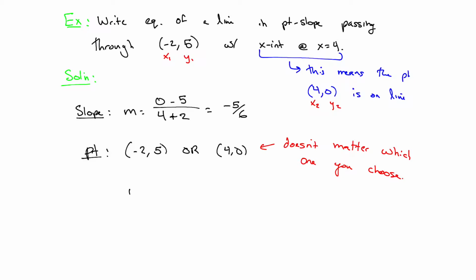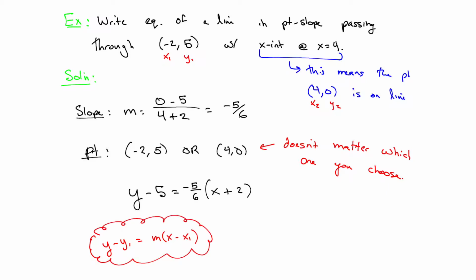So this becomes y minus y sub 1, so y minus 5 equals m, which is -5/6, times x minus x sub 1, which would become plus 2, because it's a minus a -2. I'm just going to rewrite it here as a refresher. This point-slope form is y minus y sub 1 equals m times x minus x sub 1. I want you guys to try and memorize that as soon as possible. So, that's another problem.